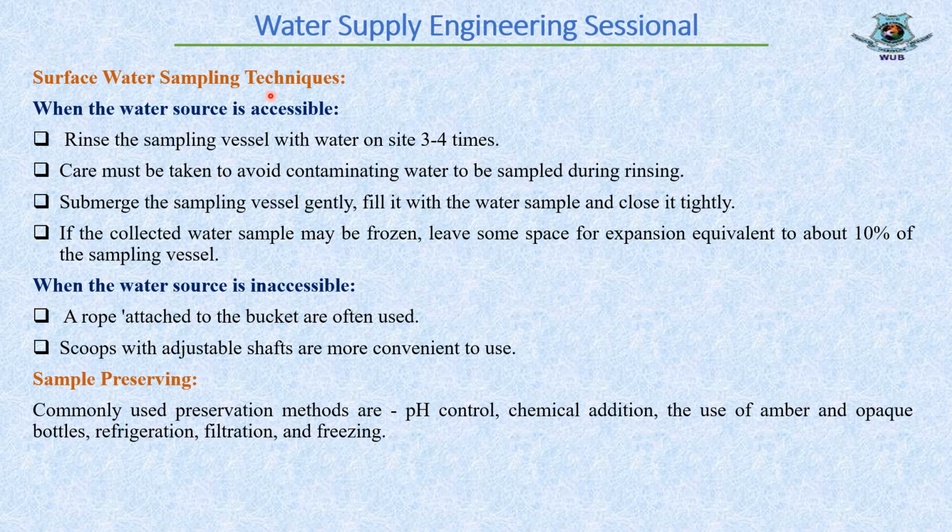Surface water sampling techniques. When the water source is accessible, that means when we can easily get in touch with water sources such as rivers, oceans, lakes, etc., in a plain space, to sample from these sources we have to rinse the sampling vessel with water on site at least 3 to 4 times to avoid contamination. Then, care must be taken to avoid contaminating the water to be sampled during rinsing. Submerge the sampling vessel gently, fill it with the water sample and close it tightly.